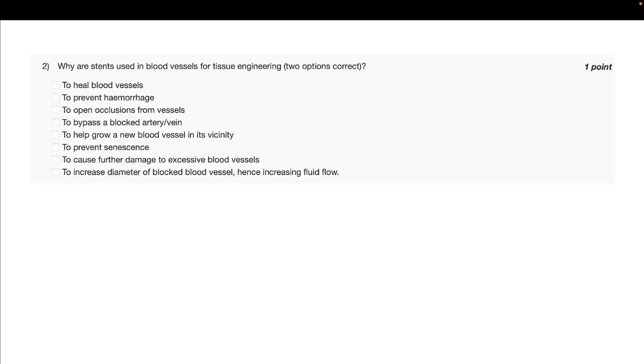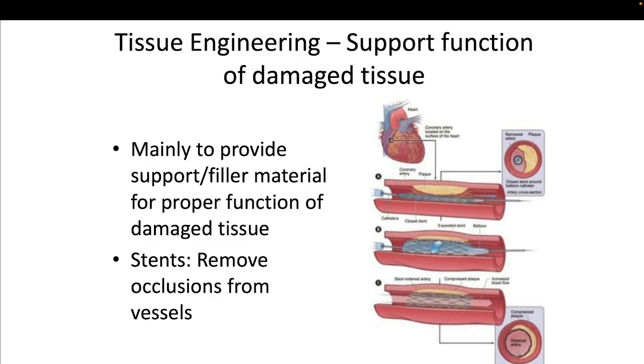The next question was, why are stents used in blood vessels for tissue engineering? And the correct answer was, to open occlusions from vessels or to increase the diameter of a blocked blood vessel, hence increasing fluid flow. Stents are a metallic material that you can insert into the arteries that are blocked, and it has a balloon which gets inflated. As a result, it will crush down the plaque which has accumulated, which is creating pressure on the blood flow, so that it can be removed.